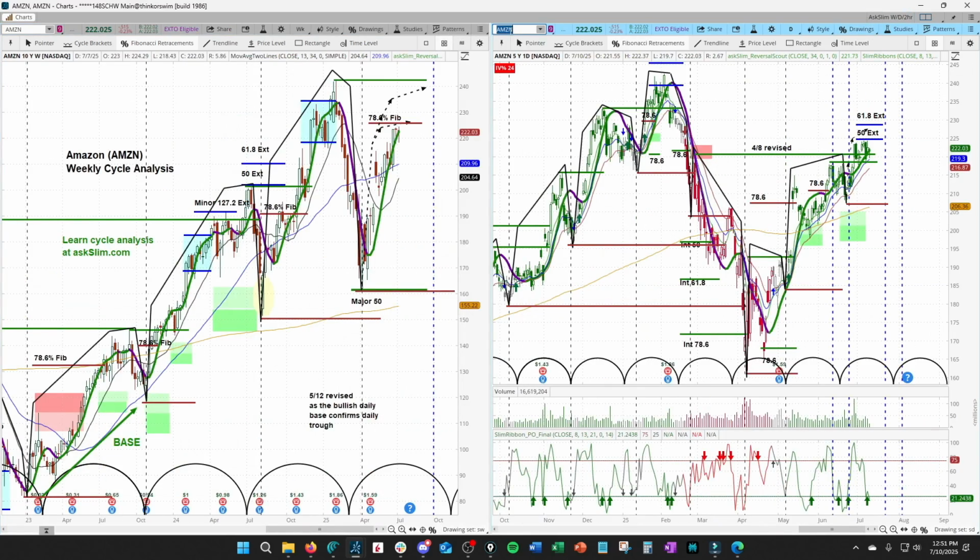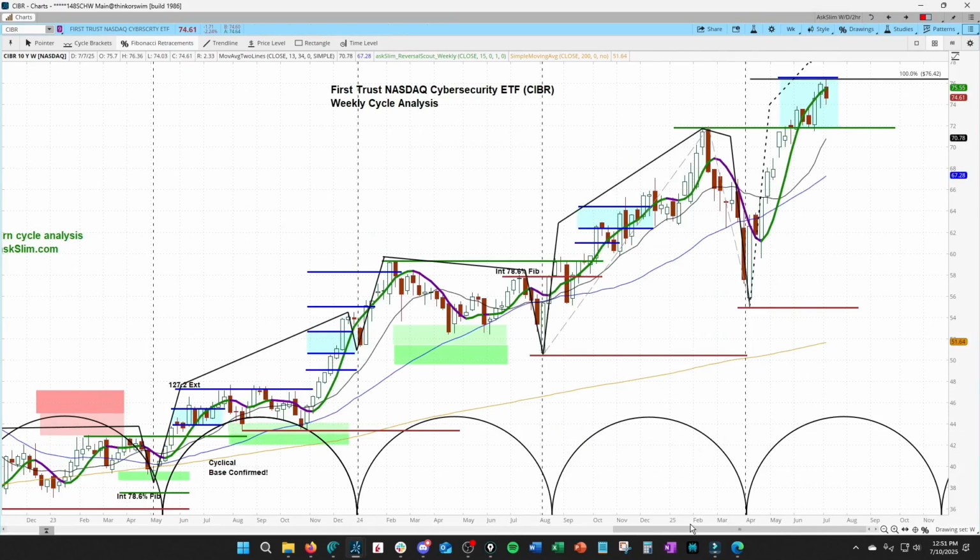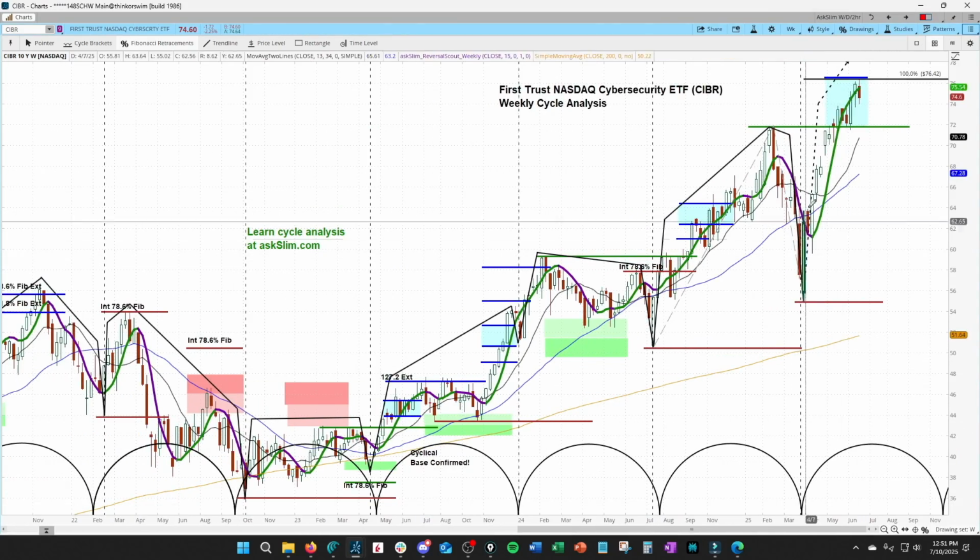Jump over to CIBR. Okay, this is CIBR. CIBR formed that low as obviously one of the leaders off of the lows, with CrowdStrike being the actual leader in the group, acting and really acting great off of the same low that formed here in the CIBR sector ETF.